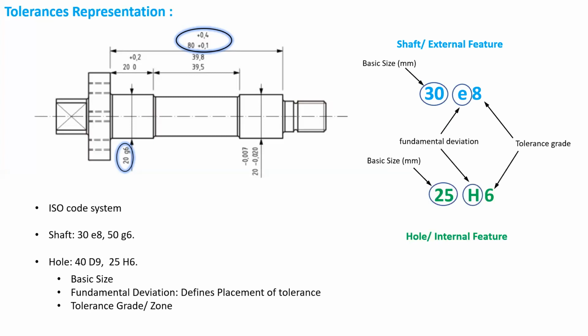Similarly, for a hole, we are using the uppercase H for this 25H6. 25 will be the basic size of the hole, H will be the fundamental deviation, and 6 will represent the tolerance grade.